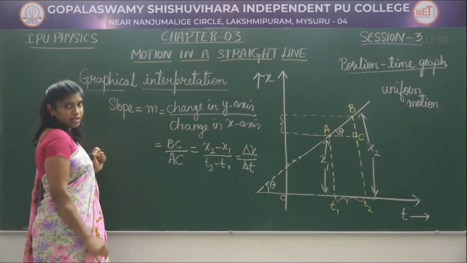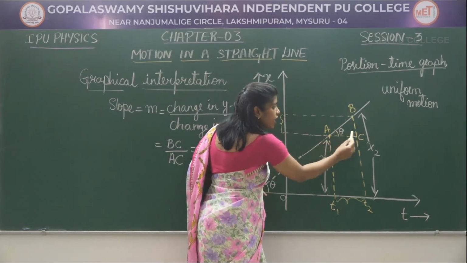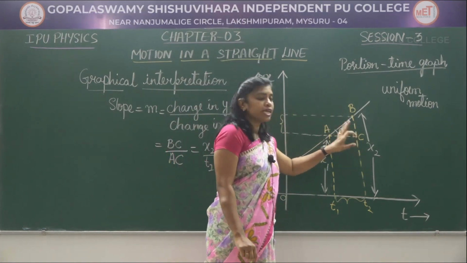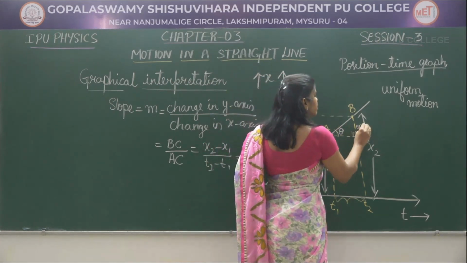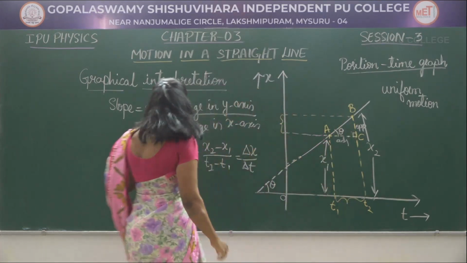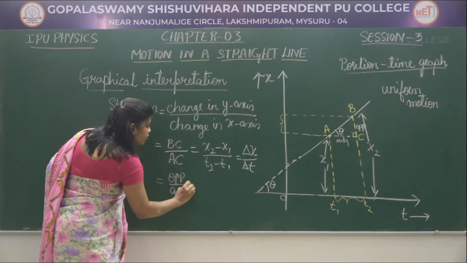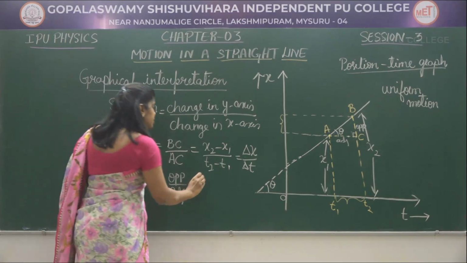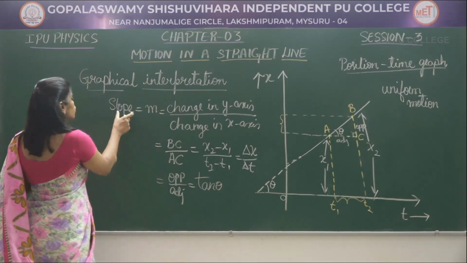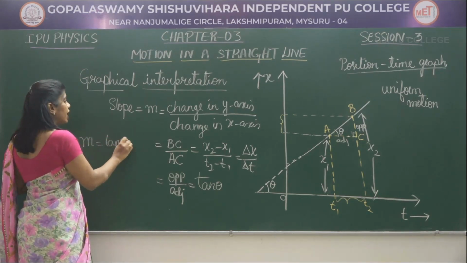And what is BC by AC? This forms a right angled triangle, this is angle theta, this is the 90 degrees, then this side BC is nothing but the opposite side and AC is the adjacent side. So, I can also write BC by AC as opposite by adjacent. Then opposite by adjacent is nothing but tan theta. So, you can write slope, denoted by the letter m, equal to tan theta.